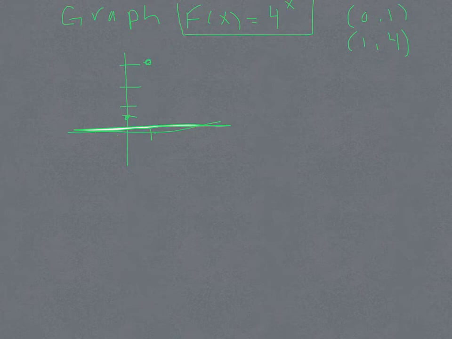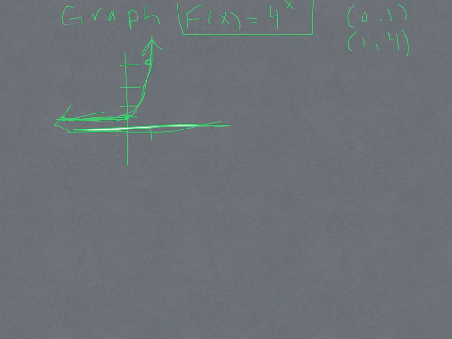Okay, and then the last thing is that you are going to get exponentially bigger, and then as you come down, you will get closer and closer to that asymptote there. And there's our graph, f of x equals 4 to the x.